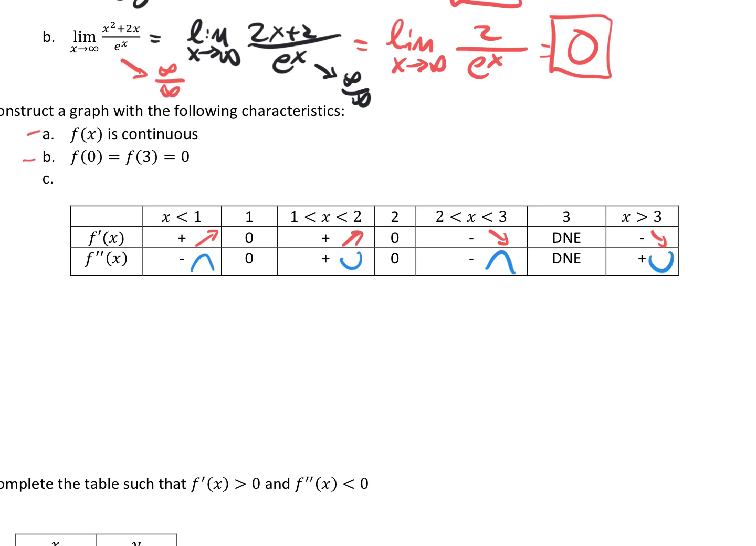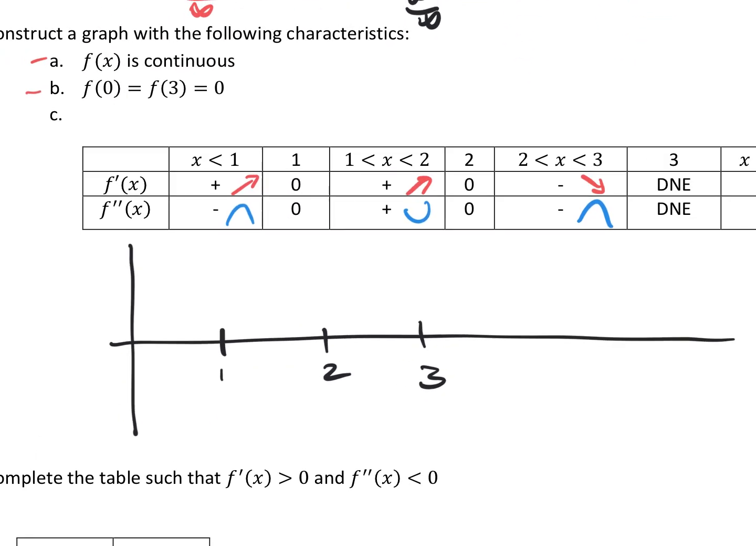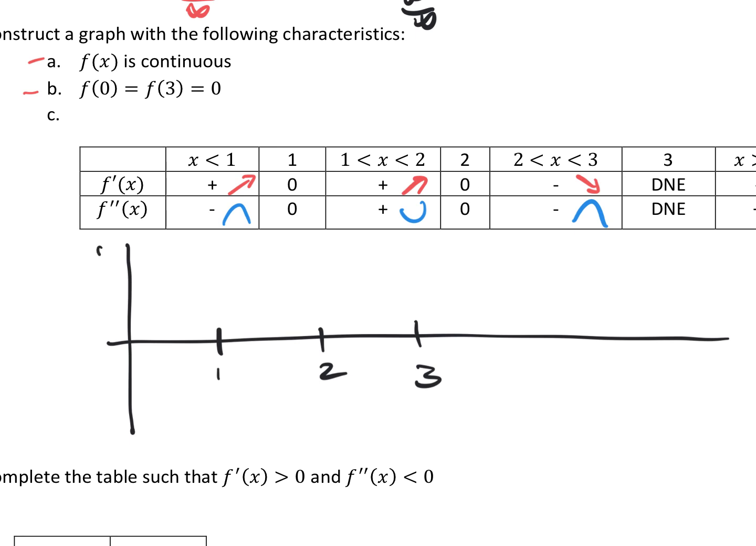So now we can make a graph here. We're going to go from 0 to 1 to 2 to 3 and beyond. All right. So we know f of 0. So this is a graph of f. So f of 0 is 0. And f of 3 is 0. Okay?